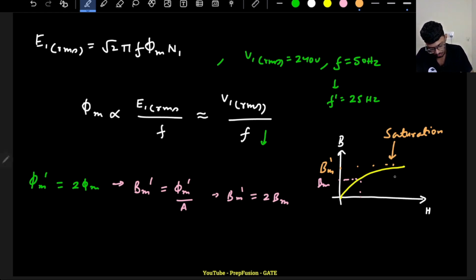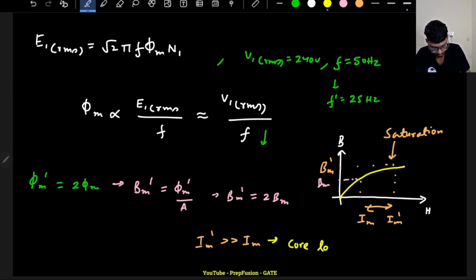And also the magnetizing current will increase. Initially my Im was here, my Im dash is here. So magnetizing current also will increase, which will increase the core losses, hysteresis and eddy current loss. So if I change the frequency, a lot of things change. Okay, so we have to be very careful. We cannot just blindly change the frequency. All this happens for low frequency.